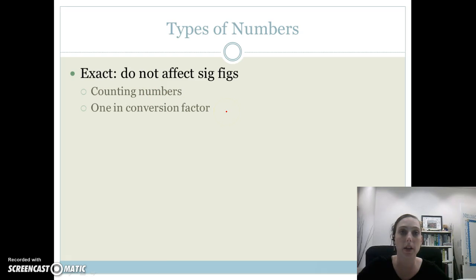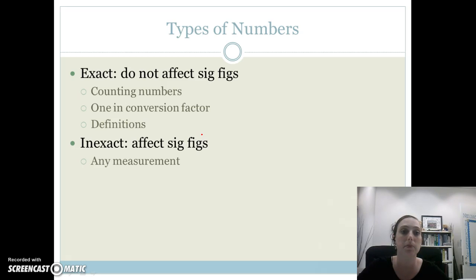If you see a 1, just a single 1 in a conversion factor with no decimal places or anything after it, normally that means that it is an exact conversion. Definitions. Anybody think of a definition? For example, 360 degrees in a circle. That is a definition. It's an exact number. So we would not have to worry about that when we are trying to determine how we should round our number.